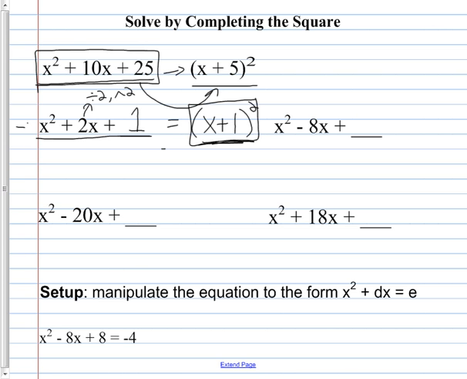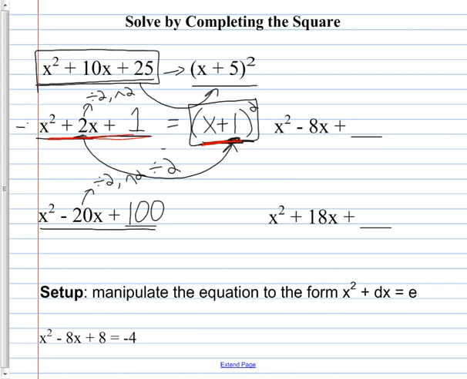Now, we know that this term here was 1 because we always take that b term and divide it by 2, and that will be what is inside the parentheses. If we wanted to, we could FOIL this out, and we'd get back to the original x squared plus 2x plus 1. So let's look at these other three just to practice completing these squares and writing them as the binomial squared. All right, so if we look at this problem here, we take the negative 20 and we divide it by 2, and then we're going to square it. So negative 20 divided by 2 is negative 10, and negative 10 squared is 100.